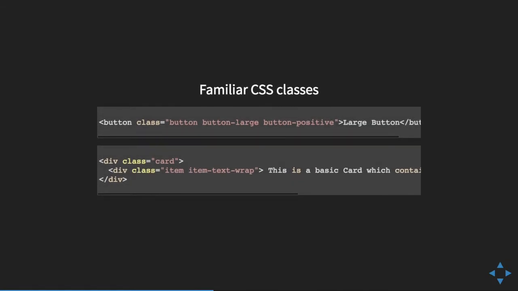So it does it through familiar CSS classes. The first example, we've got a button large, and button positive. So that just defines what the element's going to be, how it's going to look, and how it's going to interact. Again, the next one, card, similar things. If you do Bootstrap, Foundation, any other of those big UI frameworks, it's all the same.